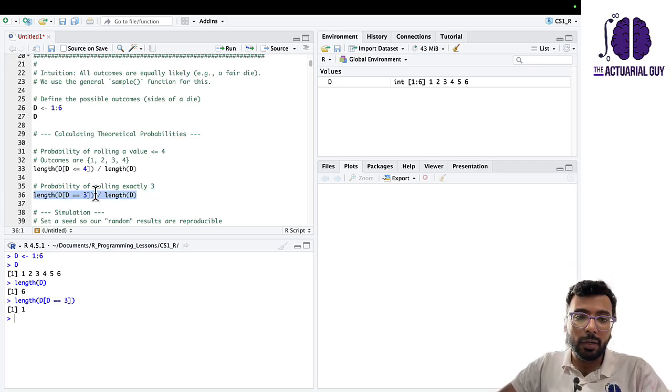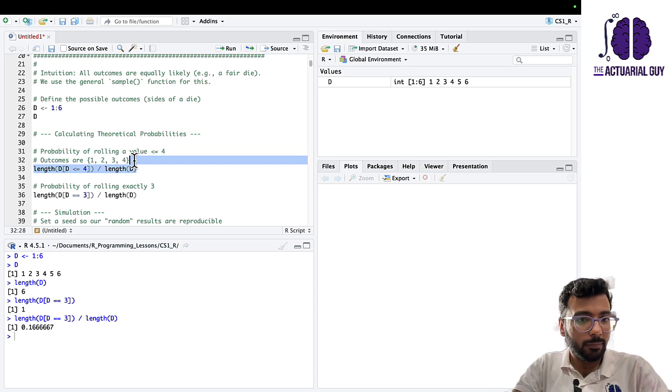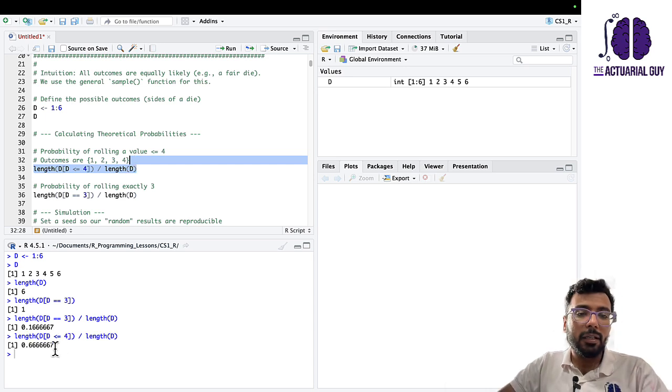In order to get the probability, you do favorable outcomes by total outcomes. So that will become 1 by 6, that is 0.16667. Similarly, if you want the probability of rolling a value which is less than or equal to 4, that will be the length of D where D is less than or equal to 4 in the numerator, that is favorable outcomes. So there would be 1, 2, 3, 4, and in the denominator again total outcomes, which is the length of D. If you run this, you will get 0.67, that is again 2 by 3 or 4 by 6. So that's how it works. That is your probability of rolling a value which is less than or equal to 4.